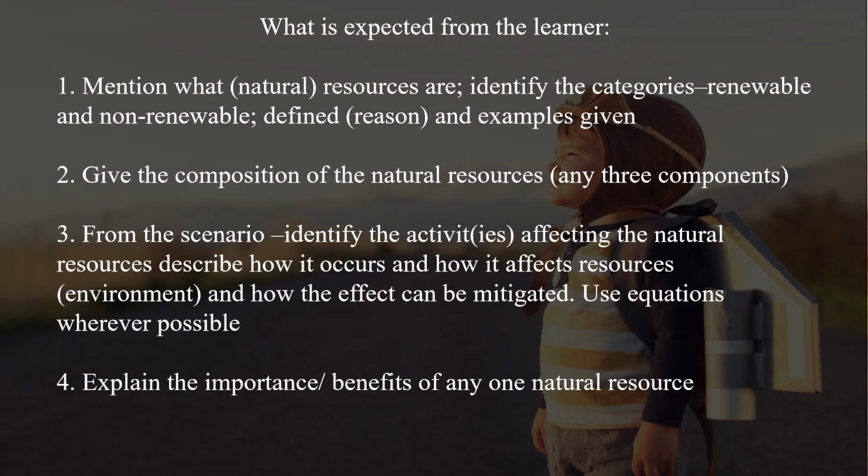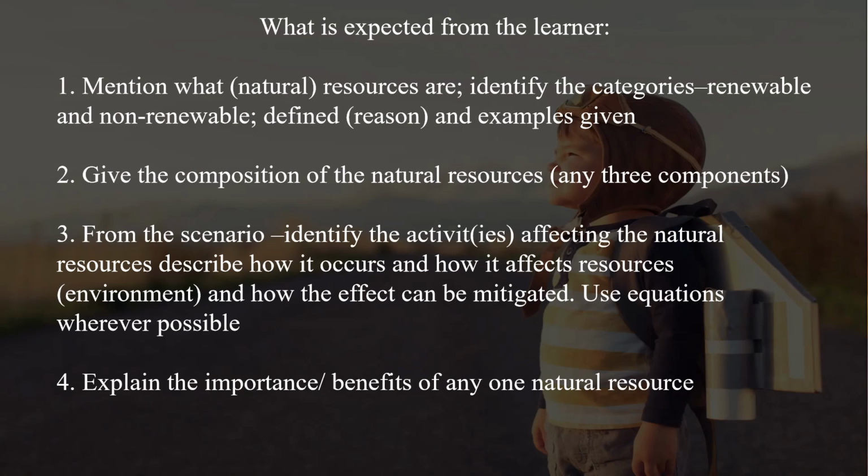For example, if you look at the vegetation, forest is a renewable natural resource. We have categorized it as a renewable natural resource. The reason is it can be replaced once it is used up. Example becomes forest, right? Now, you give the composition of the natural resource. Give any three compositions of the natural resource.